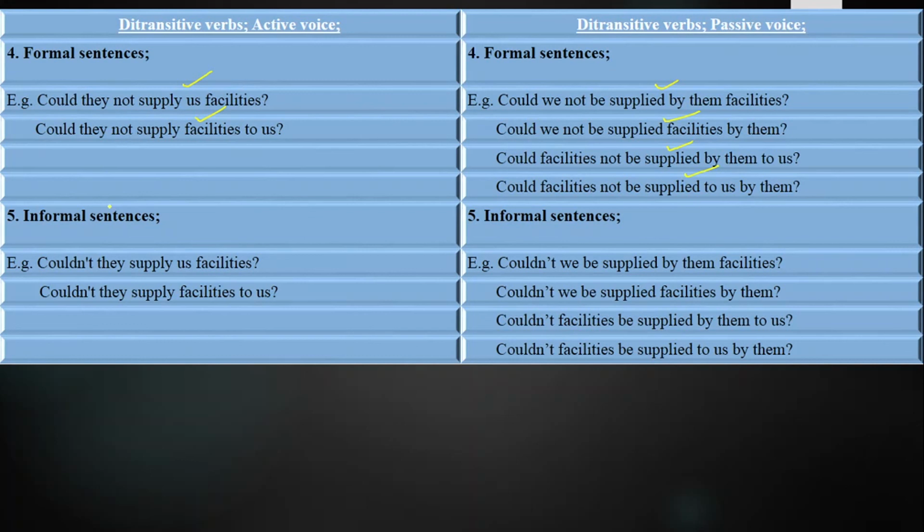Last we have got informal sentences. Those sentences in which we ask questions, deny the statement, we ask them in an informal way. We use it with our juniors, youngers, and those you are close with in a friendly atmosphere. "Could not" short form is "couldn't." Couldn't they supply us facilities, couldn't they supply facilities to us, couldn't we be supplied by them facilities, couldn't we be supplied facilities by them, couldn't facilities be supplied by them to us, couldn't facilities be supplied to us by them. So these are the sentences of the ditransitive verb supply with the modal auxiliary verb could.